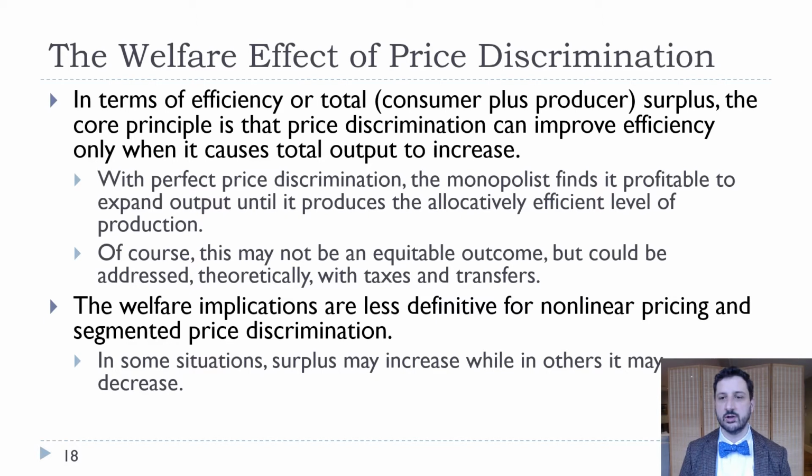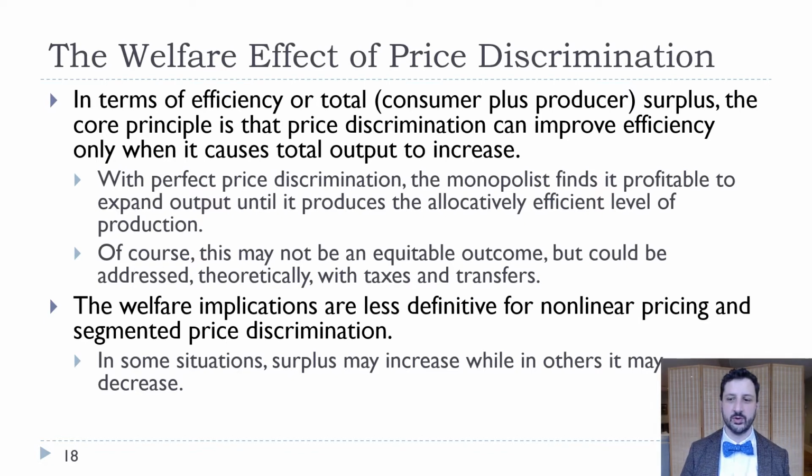And so in terms of general efficiency, right, total surplus, consumer and producer surplus, the general idea is that price discrimination will improve efficiency only when it causes total output to increase. So if we're actually producing more, then we can be generally pretty confident that efficiency has increased. Of course, that doesn't necessarily mean that it's good, right?